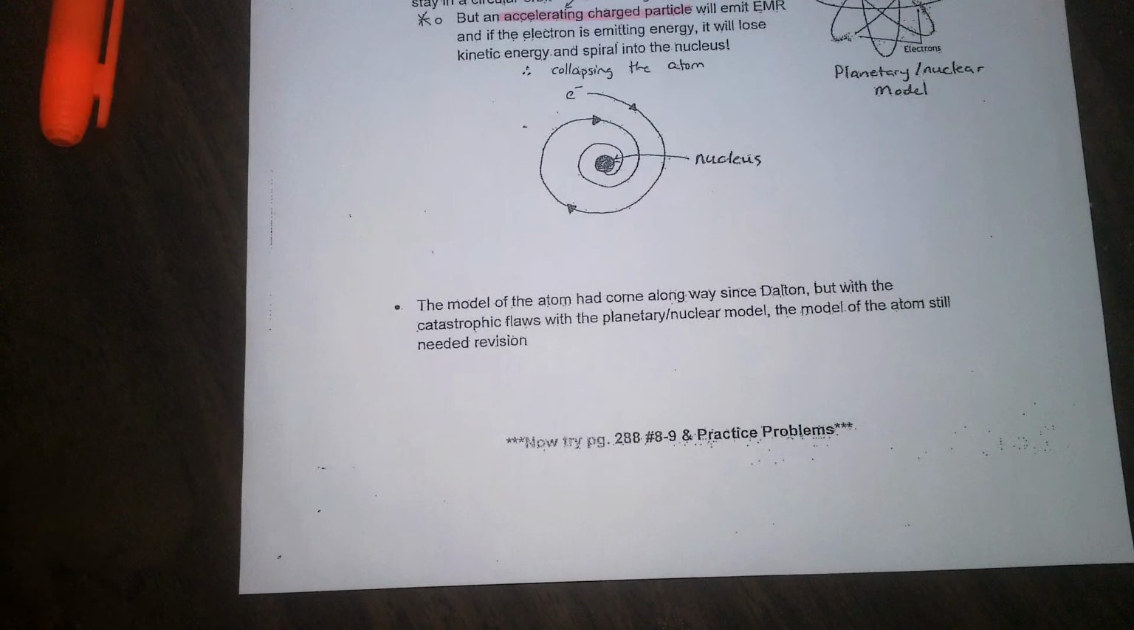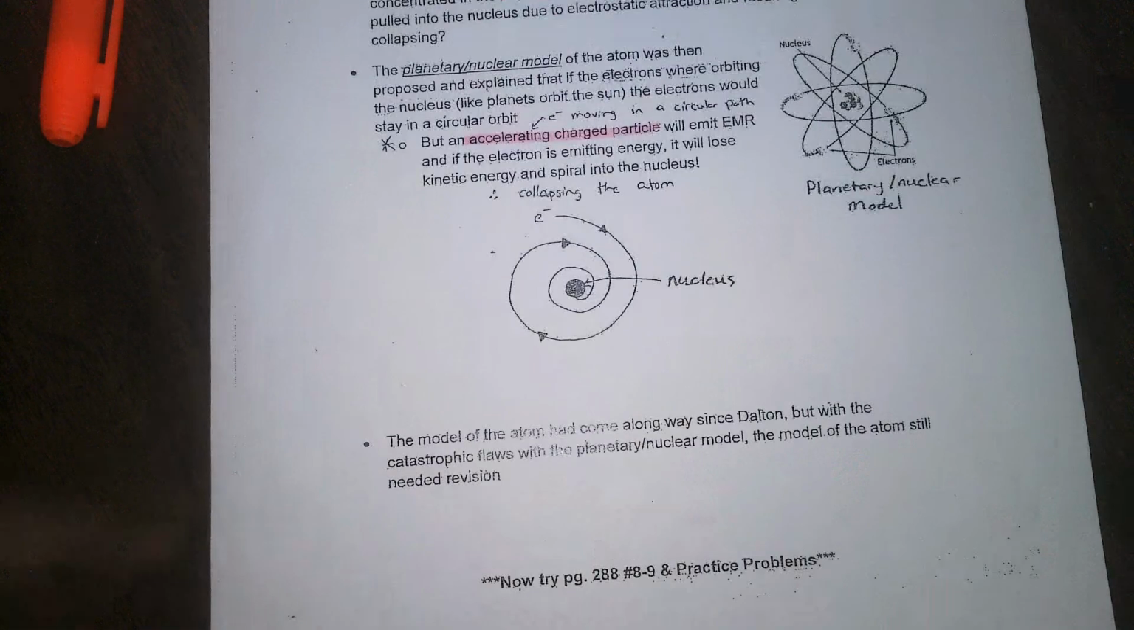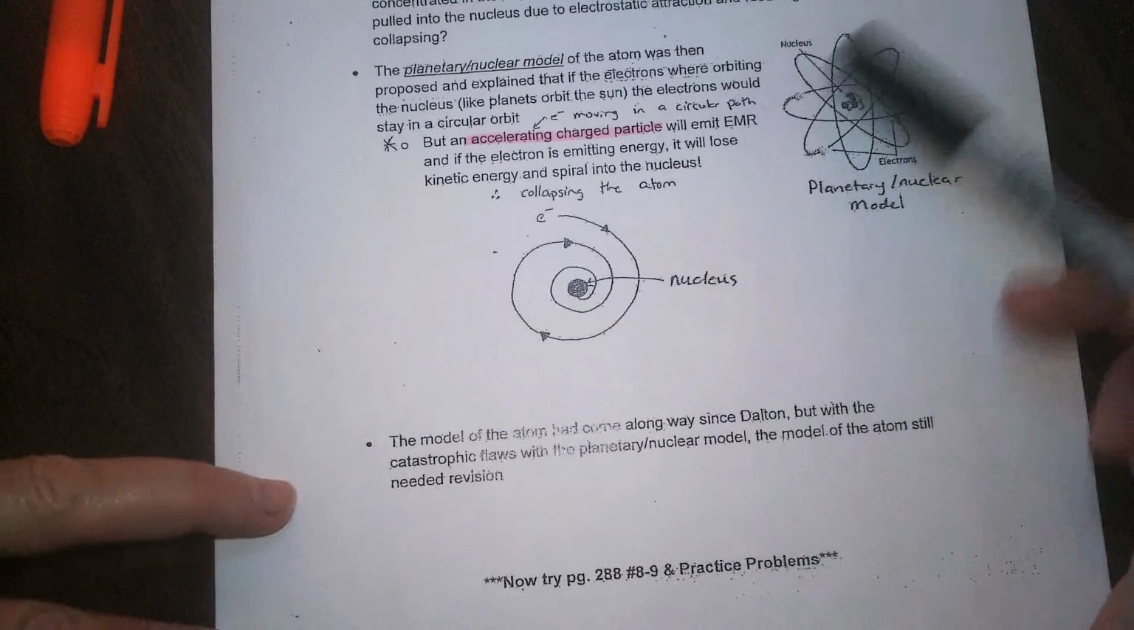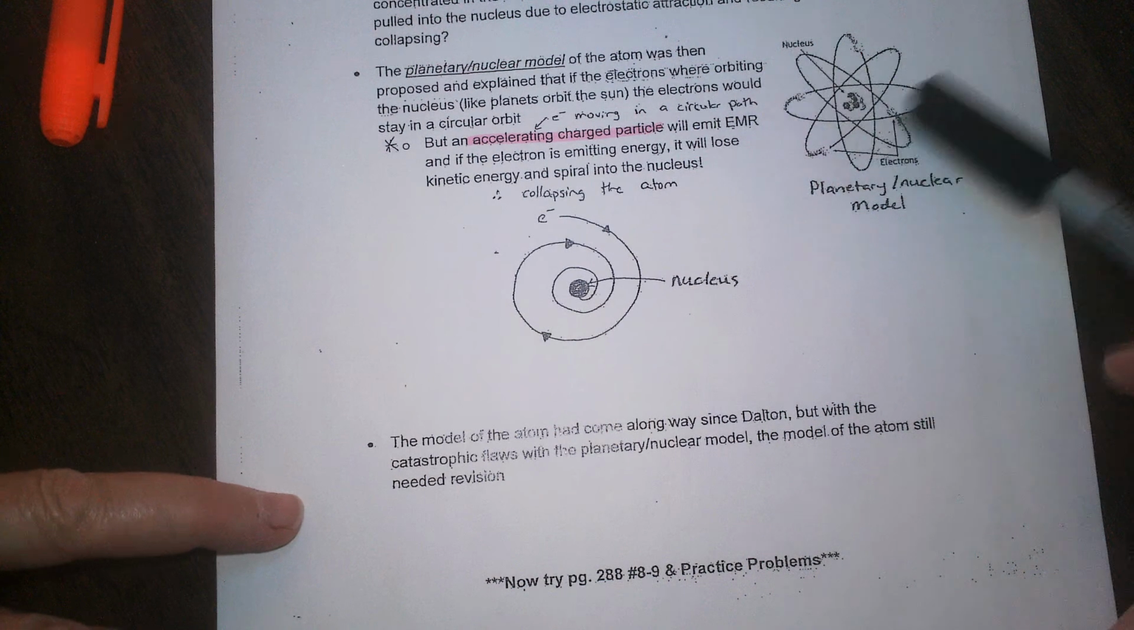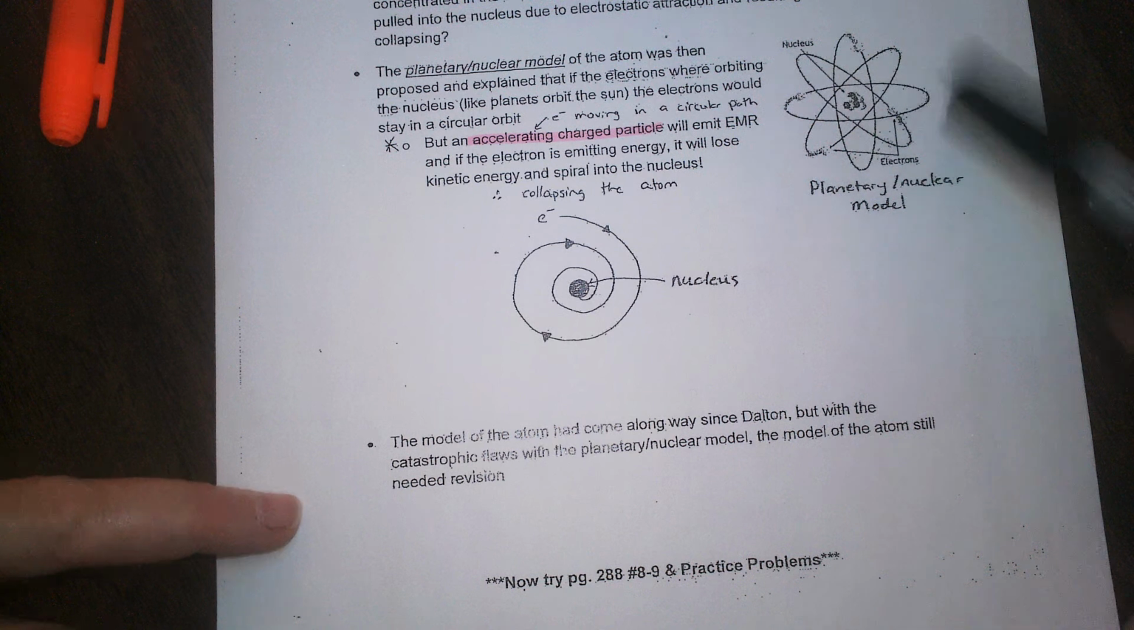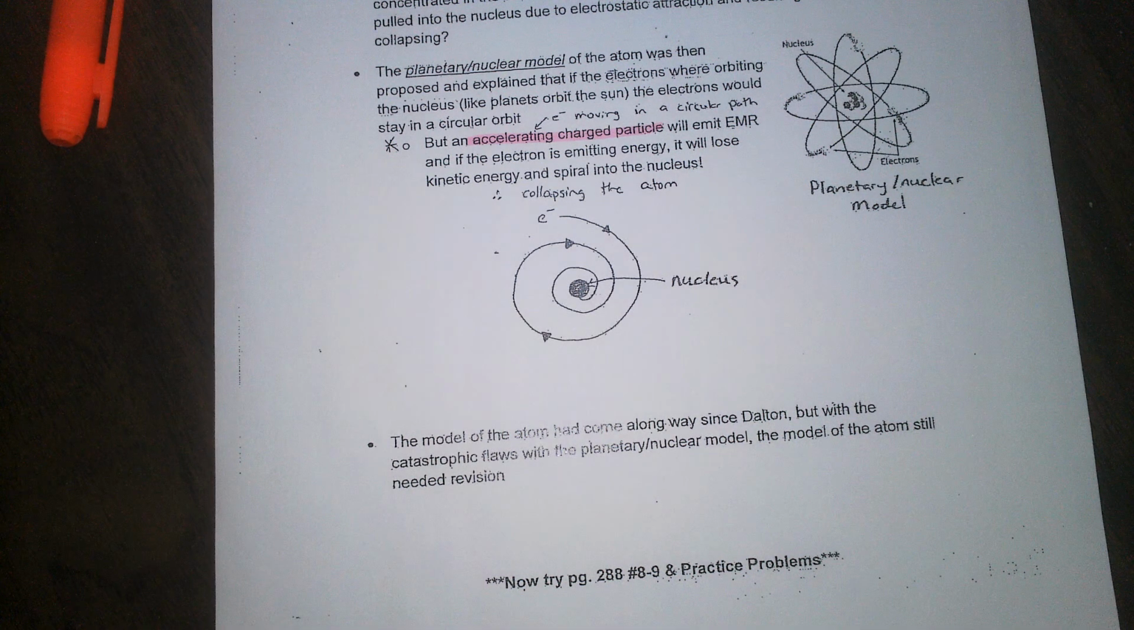Okay? So this is kind of the diagram that we show you in school. This is the Bohr model. And so we circle around the nucleus, electrons orbit around the nucleus.